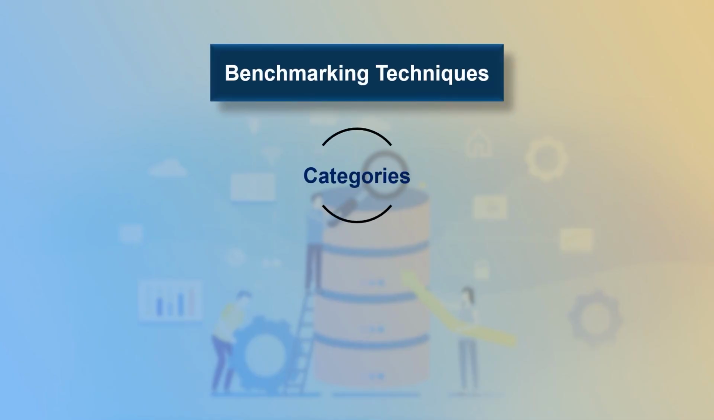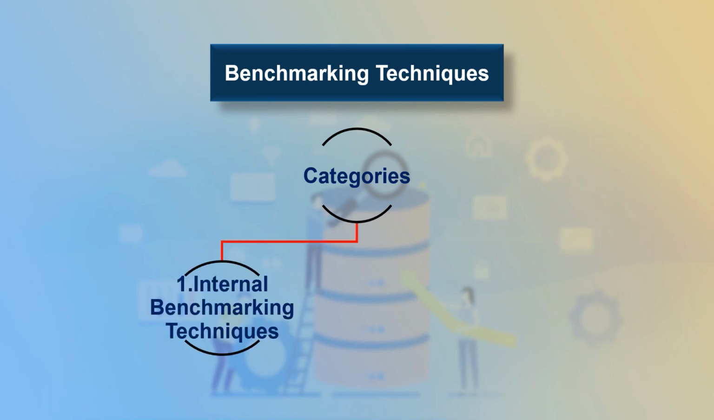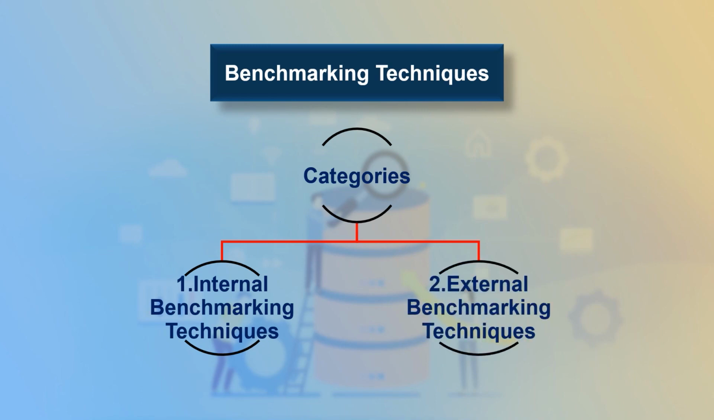Benchmarking techniques can broadly be categorized as number 1, internal benchmarking technique. Here, institutions basically try to learn from other departments and also from sister institutes. Number 2, external benchmarking techniques, where we look outside the institute, where the practices of the own institute can be compared with the external practices.